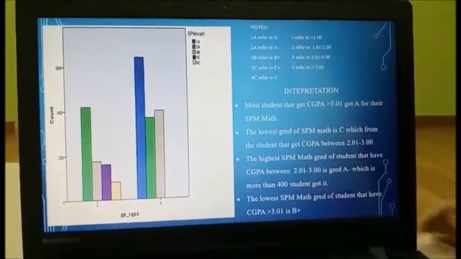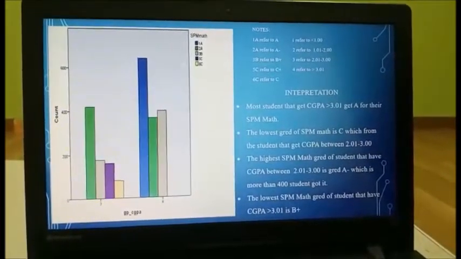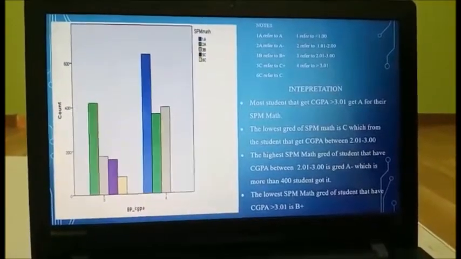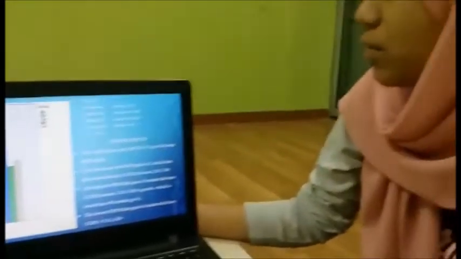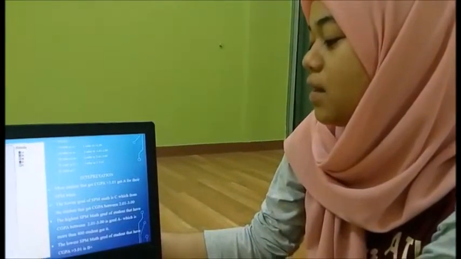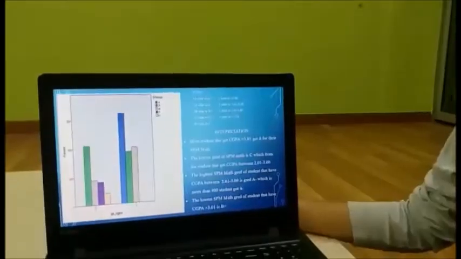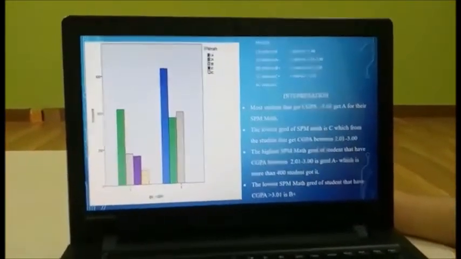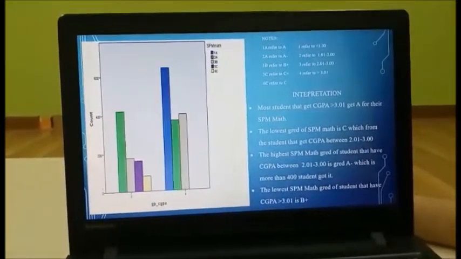Students who get CGPA 3.01 get A from their SPM math. The lowest grade of SPM math is C, which is from the students that get CGPA between 2.01 until 3.00. The highest SPM math grade of students that have CGPA between 2.01 until 3.00 is grade A minus, which more than 400 students got.